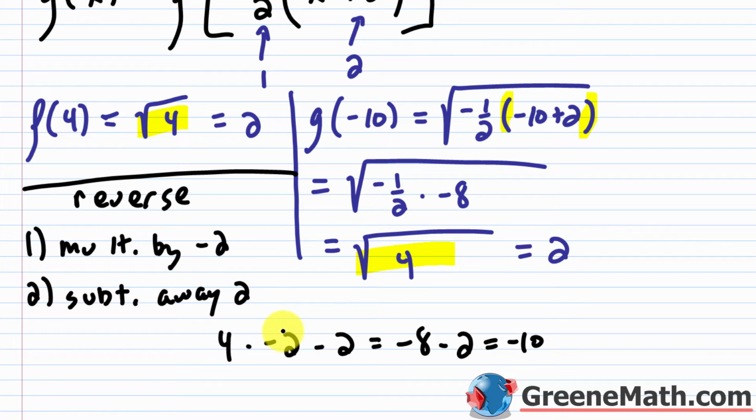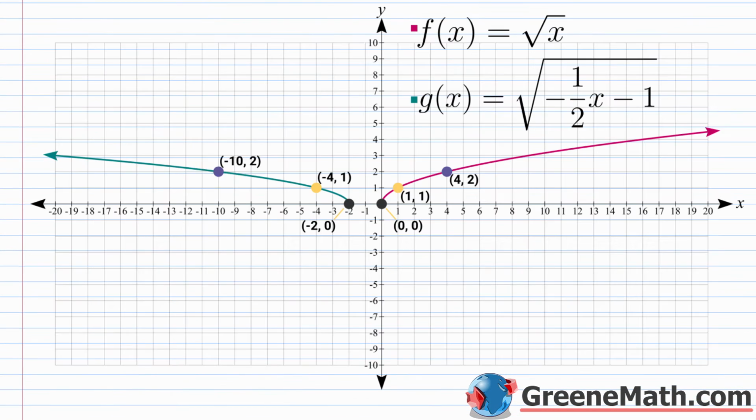So first multiply by negative 2. Again, that gives me the horizontal stretch by a factor of 2 and a reflection across the y-axis, and then subtract away 2. That's giving me a shift to the left by 2 units, and I'm going to end up with negative 10. So I know (-10, 2) is on the graph right here.